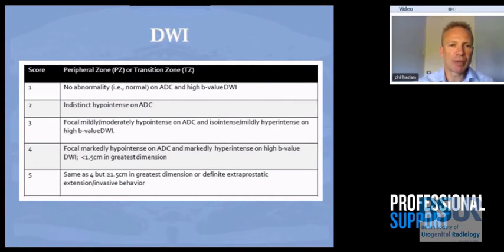How does diffusion weighted imaging come into this? Well, this affects the scores as I showed you on the previous slides, but really what you're looking for is hyperintensity on the B1400 and low signal on the diffusion weighted imaging in the peripheral zone or the transitional zone, but we know that this is more reliable in the peripheral zone. So a PI-RADS 4 will be a focal, markedly hypointense lesion on the ADC, markedly hyperintense on the high B value scan, less than 1.5 centimetres in dimension. If you saw the same thing, but it was more than 1.5 centimetres, it would be more likely to be a PI-RADS 5.